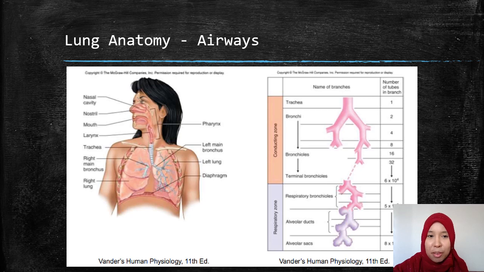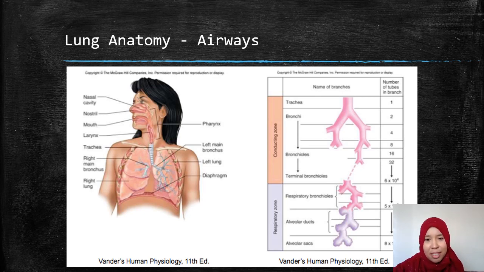Alright, now we've talked about the upper airways, and now let's look at the lower part of the respiratory system. From the trachea down to your bronchi, bronchioles, terminal bronchioles, respiratory bronchioles, alveolar ducts, and alveolar sacs. From your trachea down to your terminal bronchioles, we call that the conducting zone. And the respiratory bronchioles, alveolar ducts and alveolar sacs are called the respiratory zone.